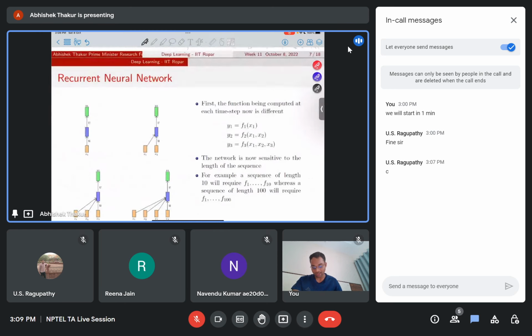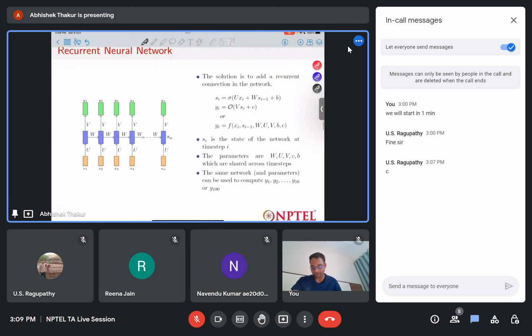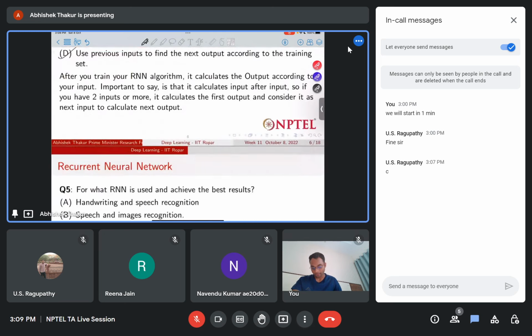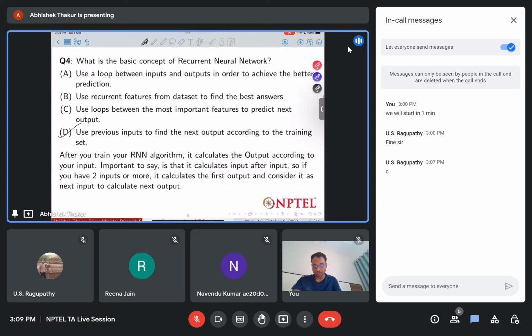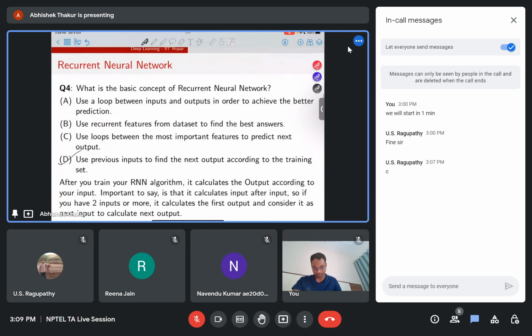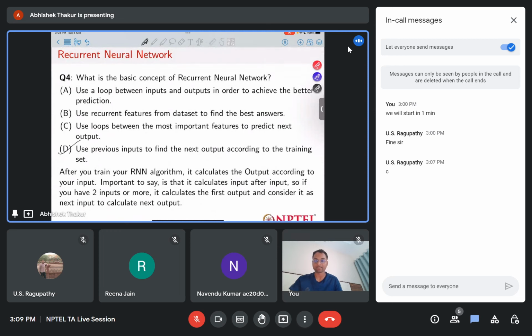Here you can see the block diagram also. In this, you can see this W is depending on the previous input x4, and this W is depending on the previous input x3, and this W is depending on the previous input x2. So here it is using the previous inputs to find the next output according to the training set. So option D is correct.